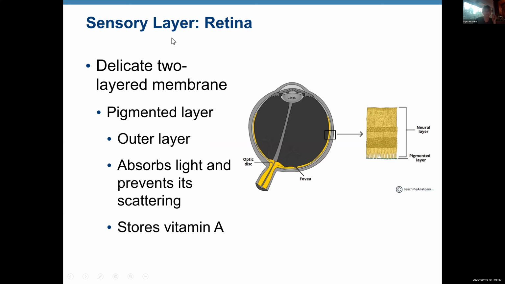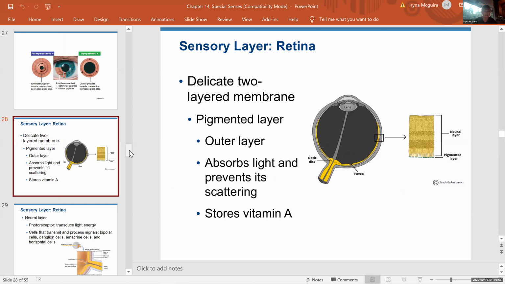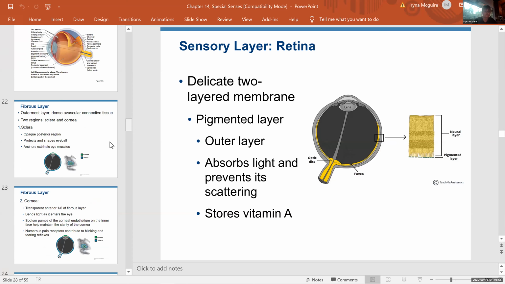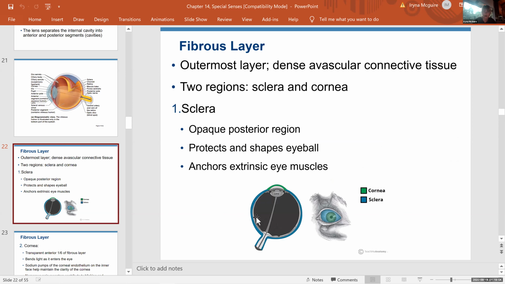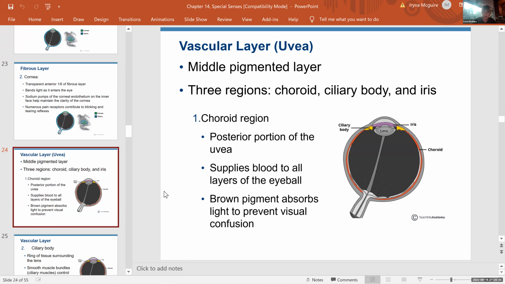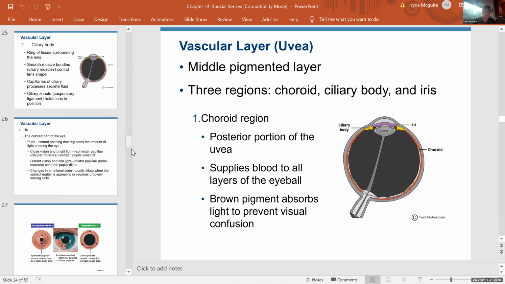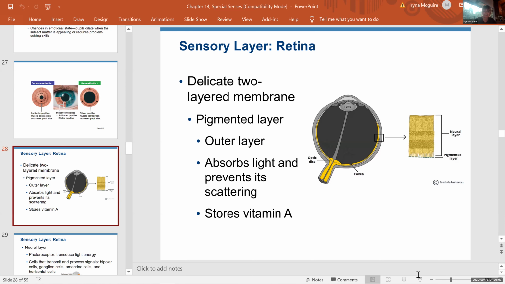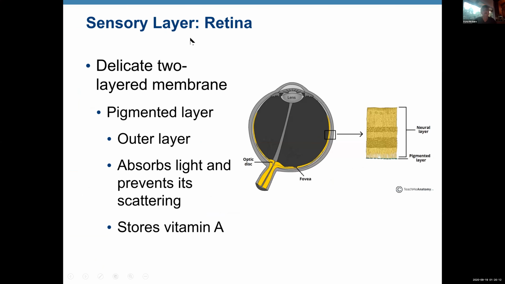Now we go to the sensory layer. We already covered the fibrous layer, the outermost, then the vascular layer in the middle. And the last layer of the eyeball is the sensory layer, or retina. The retina is a delicate two-layered membrane. It has a pigmented layer and a neural layer. Here's the pigmented layer, just a little line over here.